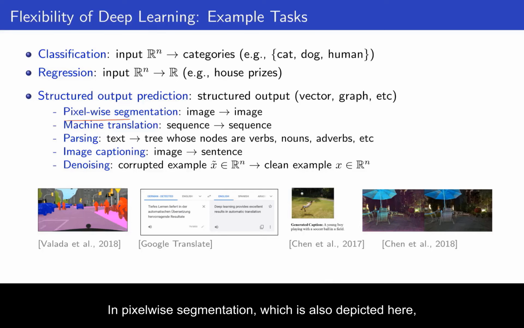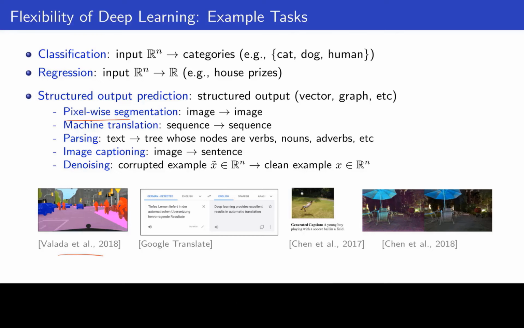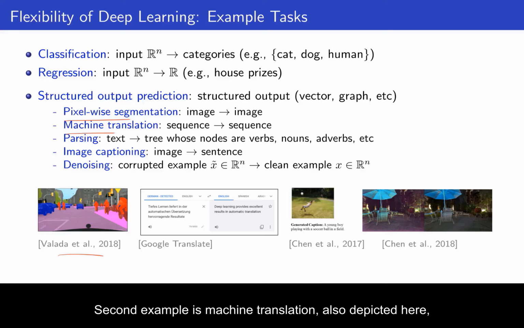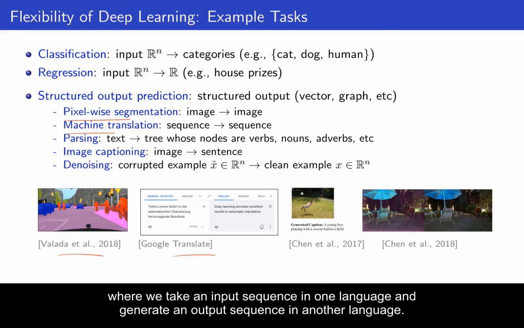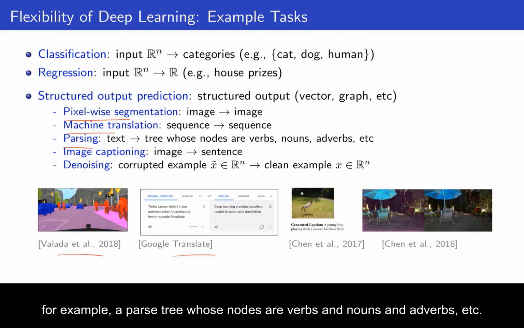In pixel-wise segmentation, which is also depicted here, we have an input image, and the output image tries to label each of the pixels of the input image with the appropriate class. Second example is machine translation, also depicted here, where we take an input sequence in one language and generate an output sequence in another language. The third example, parsing, is when you take a text as input and the output is a structured object, for example, a parse tree, whose nodes are verbs and nouns and adverbs, etc.